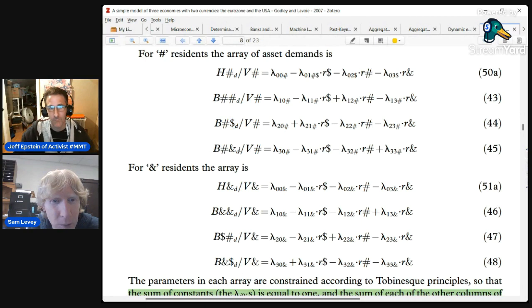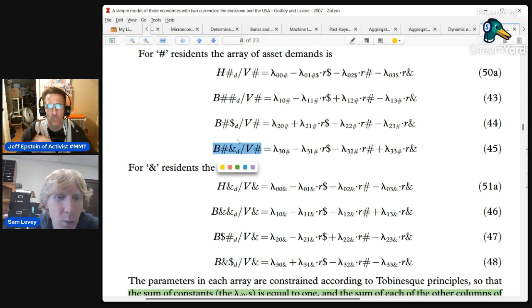That's it. And then this last one here is the same thing, but for the other Euro country, right? So this is like you're a hashtag country resident. Here's some amount of wealth that you've got, and then what fraction of that wealth do you want to hold in the form of assets issued by the other Euro country government?